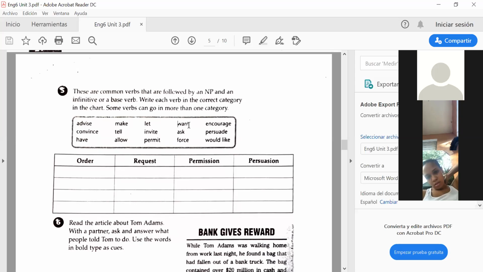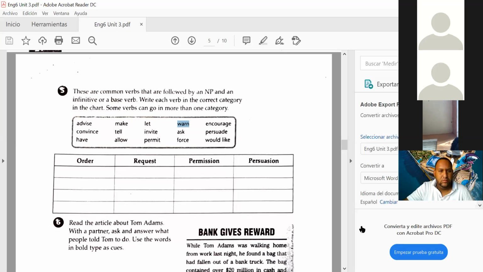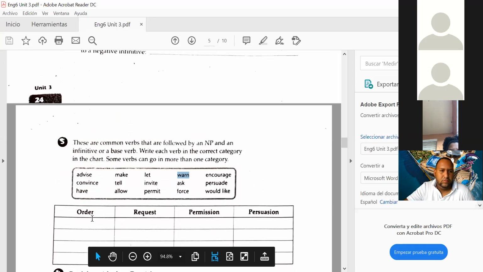What about warn? Where do you think warn goes? Is it request, permission, persuasion, or order? I was going to say that one. Okay, what do you say, Caesar? Yeah, my internet connection is not so good today. In order, I put warn, because it is like a warning, teacher. Yes, I know. So warn also goes for order.